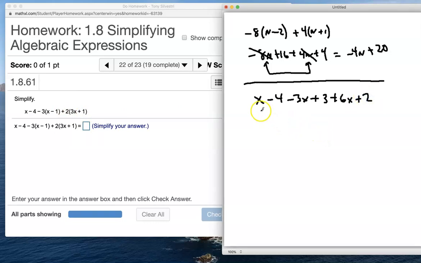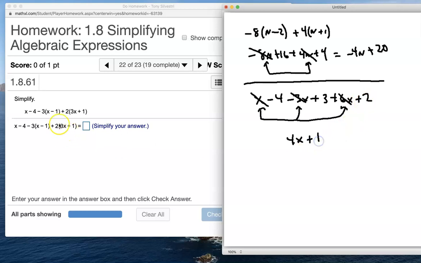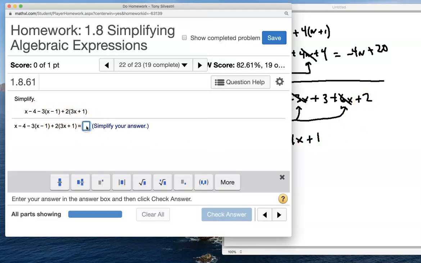So now what I'm going to do is search. Those are like terms, those are like terms, right there. Those are the like terms for x's. 1 minus 3, in the order that you see them, left to right, is negative 2. Negative 2 plus 6 is 4 of those x's. Cross them out because I don't want to look at them anymore. And then the rest of these are just numbers. Minus 4 plus 3 is negative 1. Negative 1 plus 2 is 1. So that big mess of an expression is 4x plus 1.